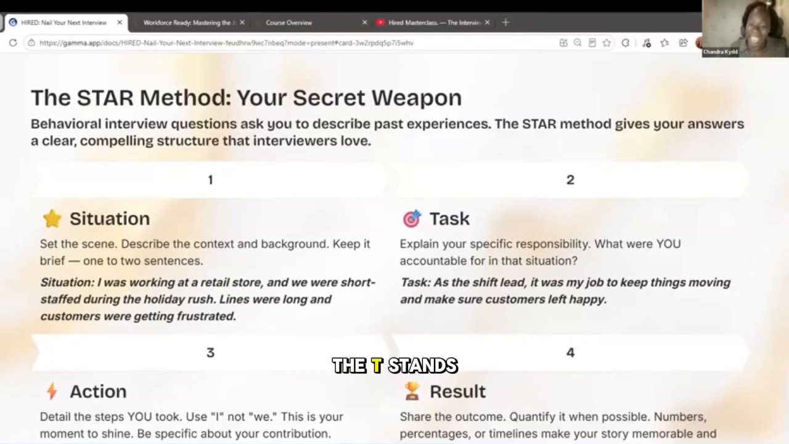The T stands for task. This is where you're going to explain your responsibility on the job. This is where you talk about what you were accountable for. Okay, so you already gave them the S. You told them that you were in a retail store. You guys were short-staffed. It was the holiday.